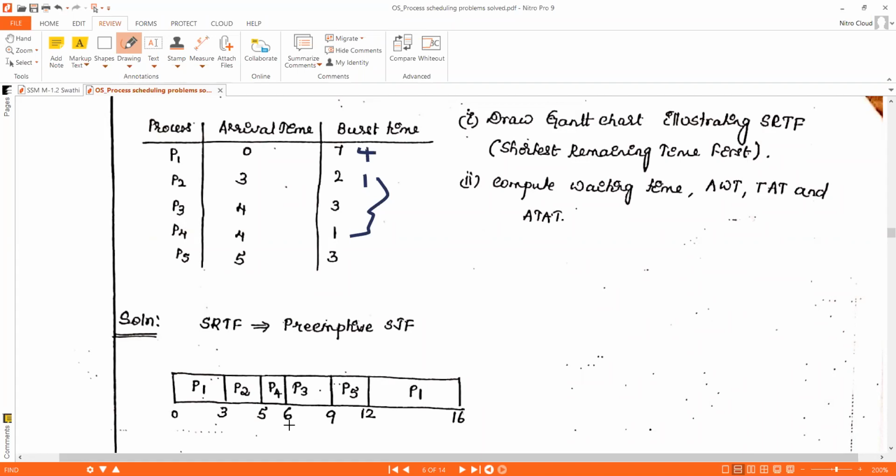Then the CPU will become free. After that, we still have three more processes to get executed: process 1, process 3, and process 5. Process 1's remaining burst time is 4 milliseconds, process 3's burst time is 3 milliseconds, and process 5's burst time is 3 milliseconds. Now, among these three processes, the shortest burst time is process 3 and process 5.